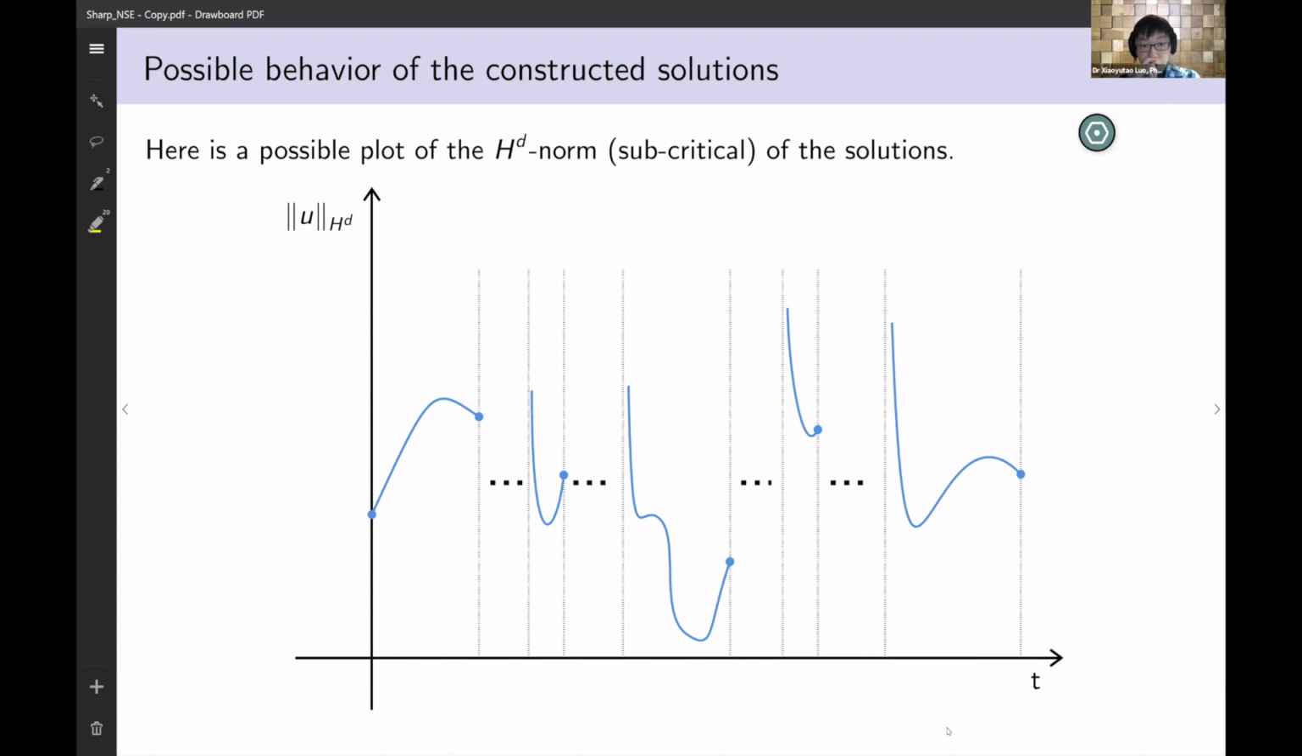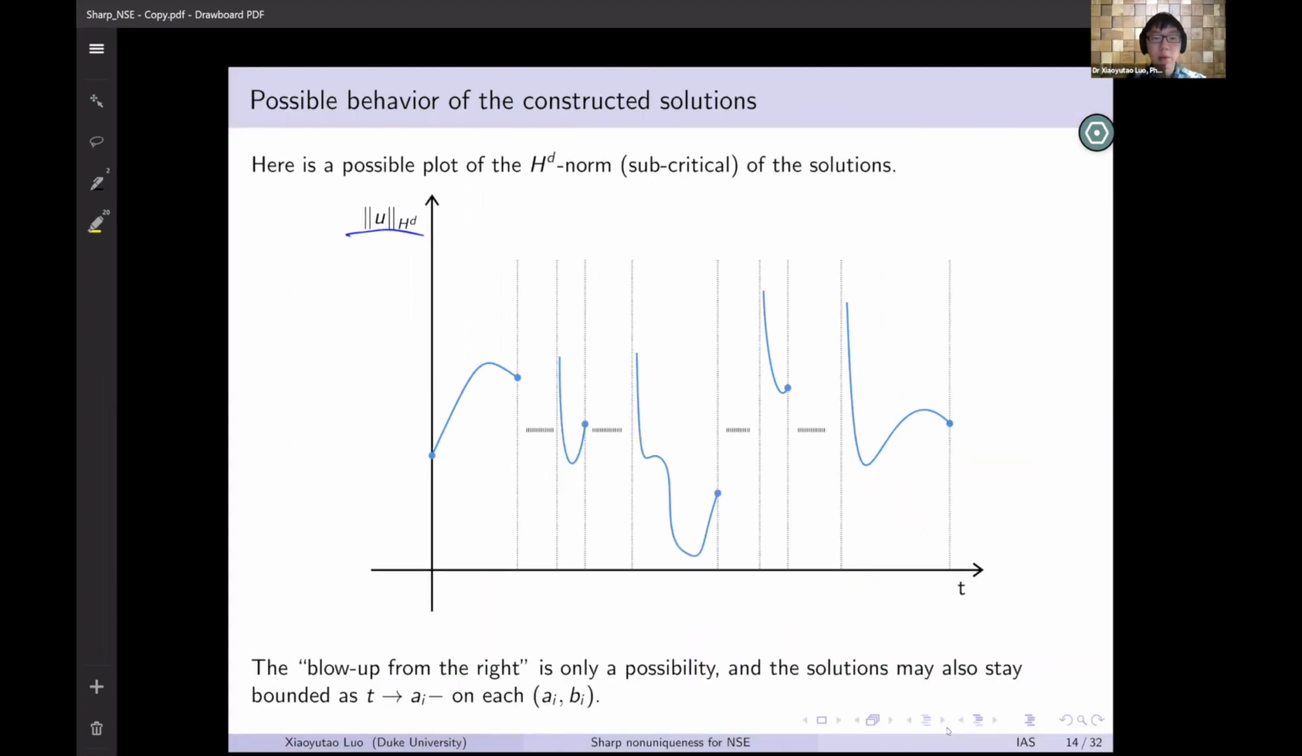And because our solution has intervals of regularity, if we look at some higher Sobolev norm, say H^d, which is supercritical, then the solution may look like this. On each interval of regularity, this quantity is finite, but near the left endpoint, the norm may blow up. But this is only one possibility. The solutions may stay bounded in this H^d topology as t goes to the left endpoint. It is unknown, and there's no way you can go across because this structure is totally disconnected.